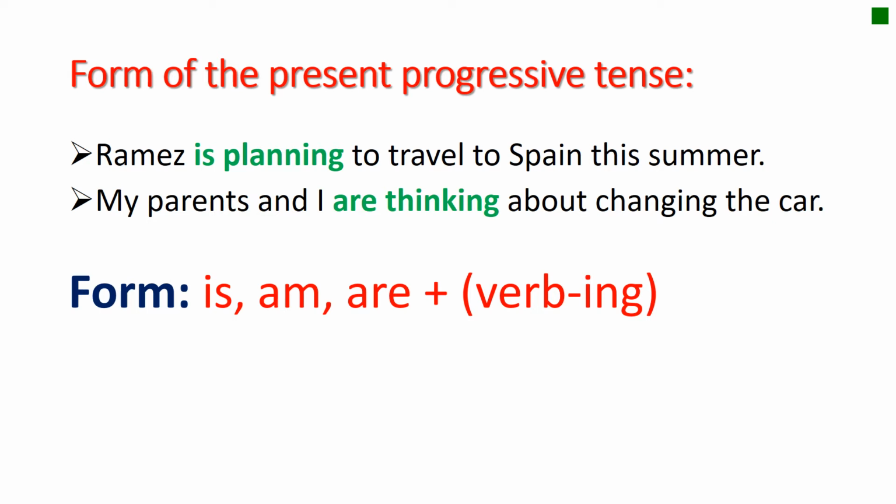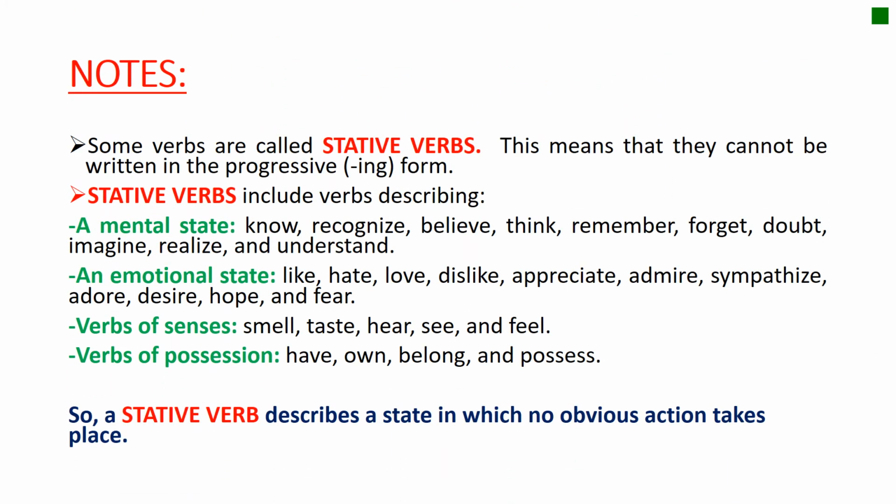So, in order to make the present progressive tense, when I want to use it, I use the form is, am, are, which are the present simple form of verb to be, plus the verb in its ing form. Rames is planning to travel to Spain this summer. Is, present form of verb be; are, present form of verb be. Rames, he takes is. My parents and I means we takes are, and this is the form.